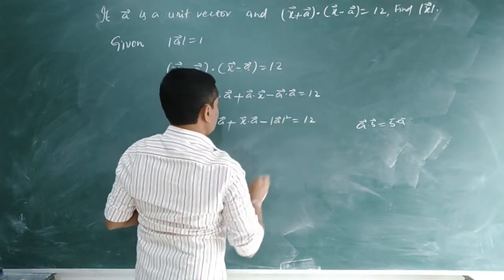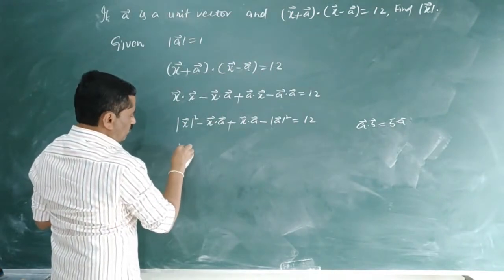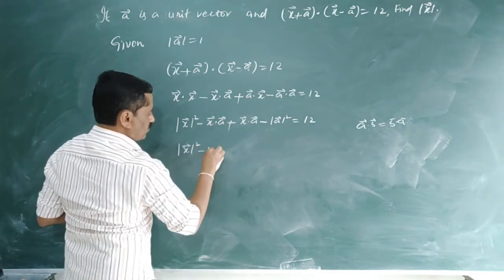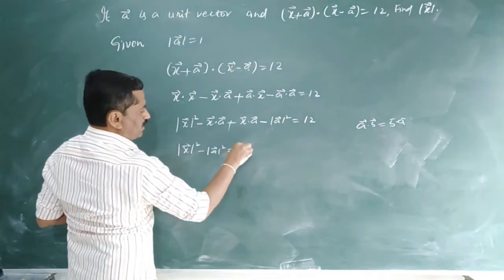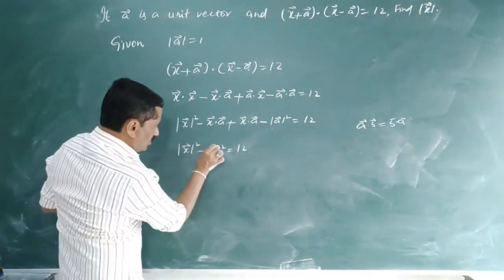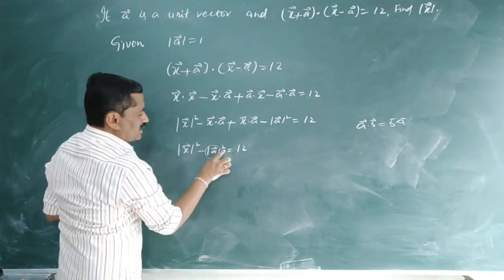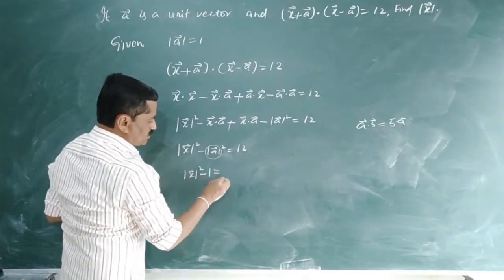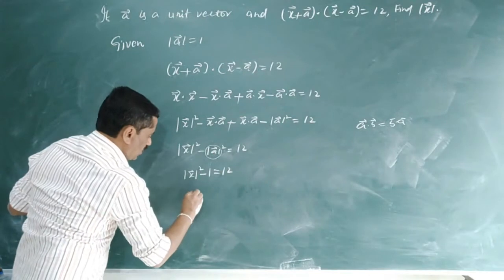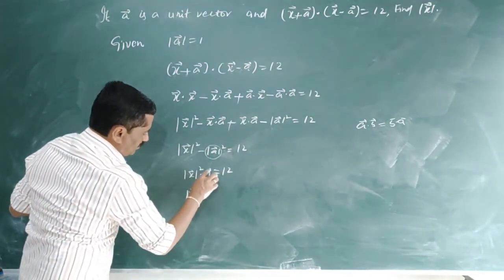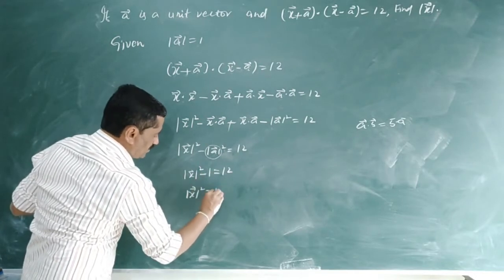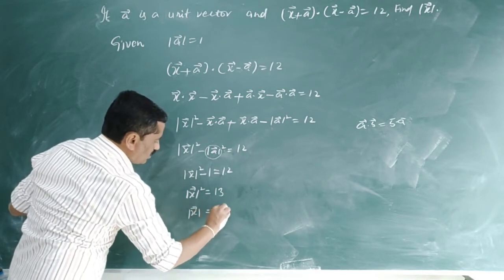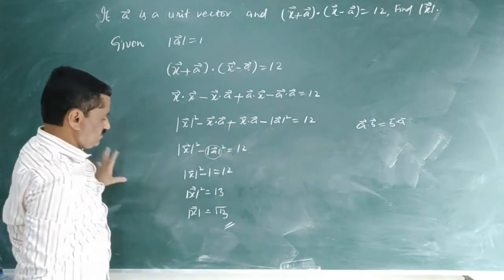Again we have magnitude of x bar whole square, this and this get cancelled, minus magnitude of a bar whole square is equal to 12. But what is the value of magnitude of a bar? We have 1. What is 1 square? We have 1, therefore magnitude of x bar whole square minus 1 is equal to 12. Therefore magnitude of x bar whole square is equal to, bringing the minus 1 to RHS, 12 plus 1, we have 13, therefore magnitude of x bar is equal to root 13.